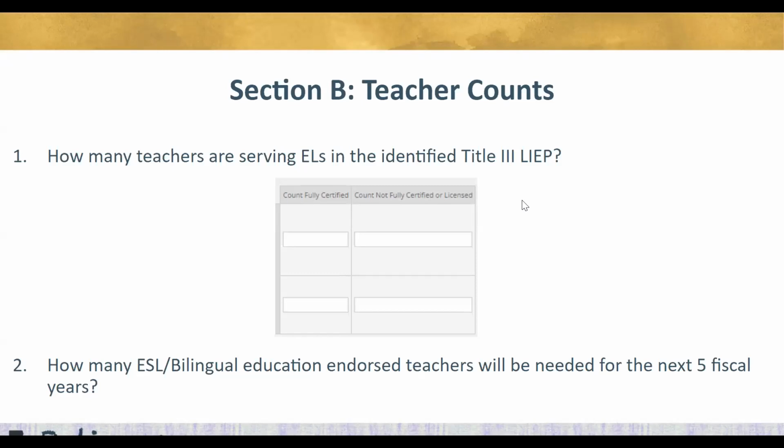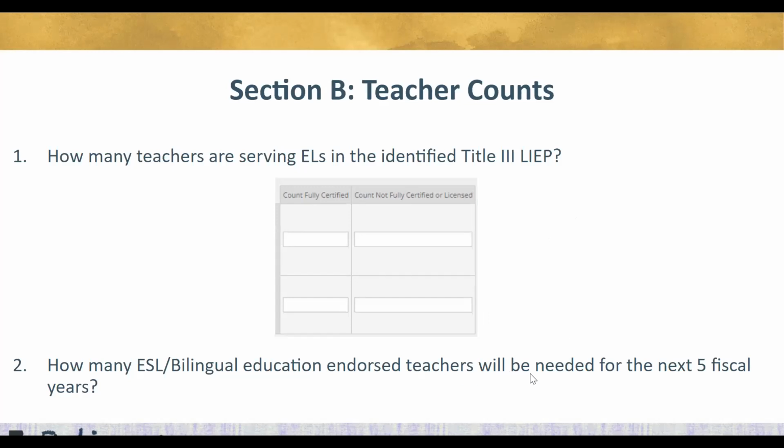Yeah. What teachers do we count again? So you're going to count the teachers that are serving the ELs in the Title III LEAP program. If you have ESL certified teachers that are serving ELs, either they're doing that push in to the content class, they're pulling them out for an ESL class, they're teaching actual ESL classes, they're part of the two-way immersion, or they're doing a newcomer program, you're looking for those teachers.